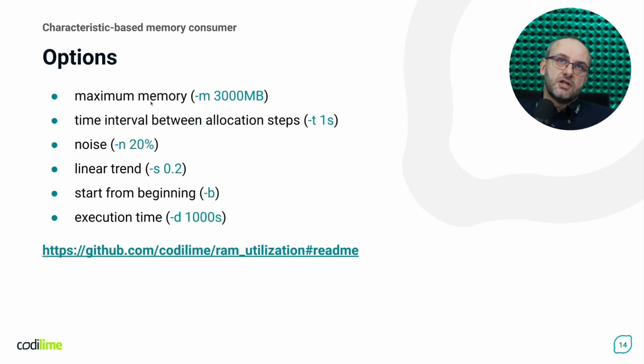There are 6 options that we could add to our program. This is the maximum memory. By default, this is 1 GB. We could change it. Also, we could change the interval between consecutive allocation steps. We could add noise to the values in the pattern. We could add a linear trend, defining the slope. We could also force the application to start from the beginning of the pattern, and could set the duration of the process. All these options are described in the README.